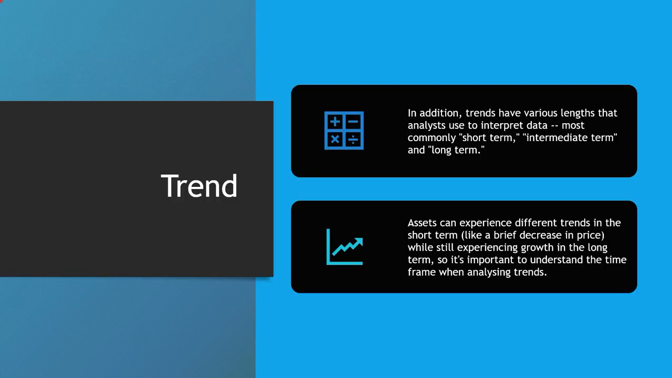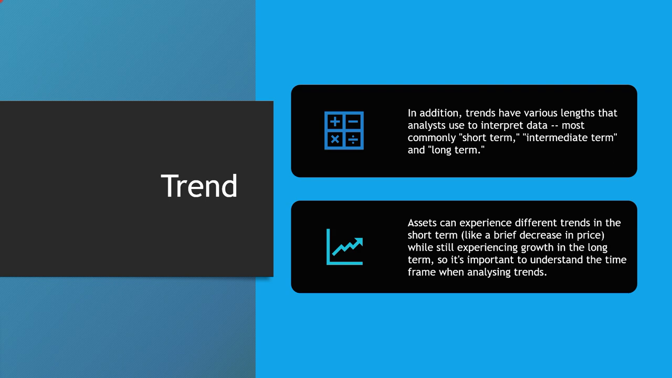In addition, trends have various lenses that analysts use to interpret them. We have short-term trends, which are more applicable to traders and speculators, intermediary terms, and long-term trends. Just like I mentioned about gold: in a long-term trend, gold has been trading steadily upward. In the intermediary, over the last several months, gold has been trading upward. But maybe in the short term, gold has been trading downward.